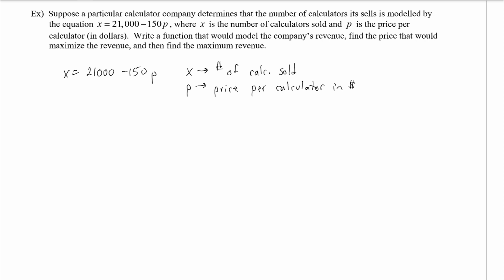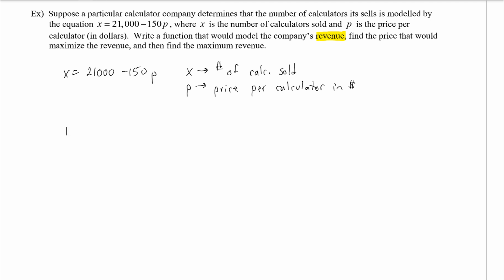So they've done some research, and they've decided that depending on what the price is, they can determine the number of calculators they will sell based off that linear function, this linear equation. It says write a function that would model the company's revenue. Ooh, we want to model the revenue. So you got to know what revenue is.